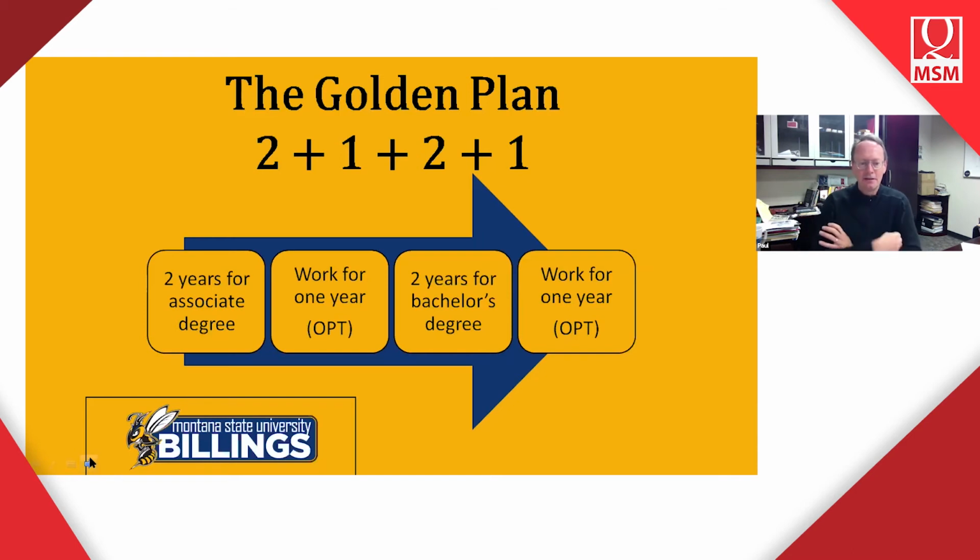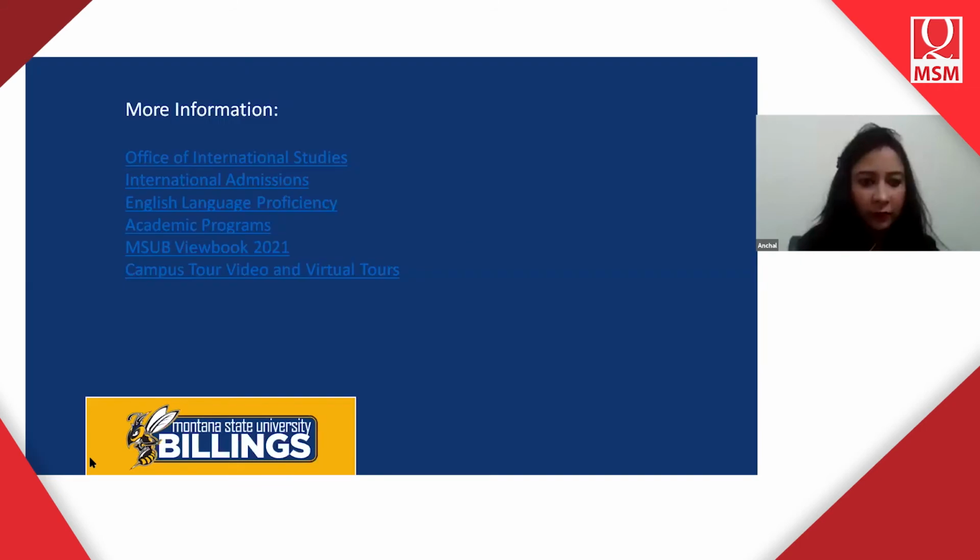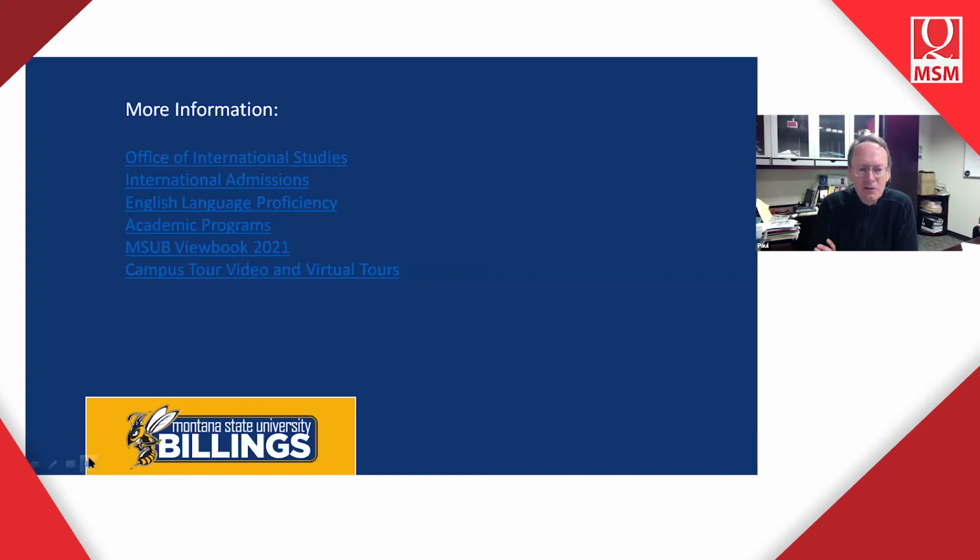Okay, next one, please. So information: our website is very good. We have quite a bit of information and we seek to keep everything up to date there. We have printed materials as well available through MSM and our friends there. But I would really encourage you to take a look at what's available on the website. All the new information we put on that website very quickly. If you see the MSUB Viewbook in 2021, we have a campus tour of videos and virtual tours, and then a full list of academic programs you'll find there and the requirements to graduate in those programs.